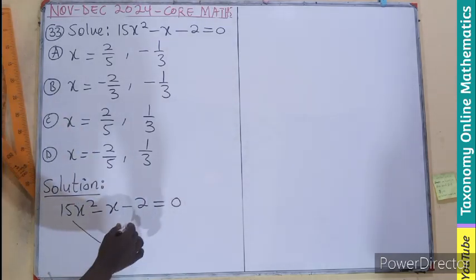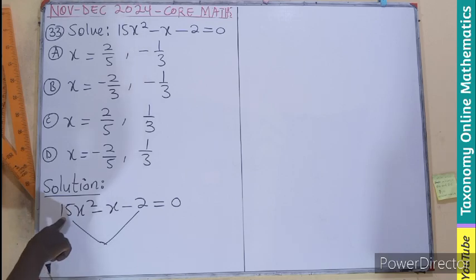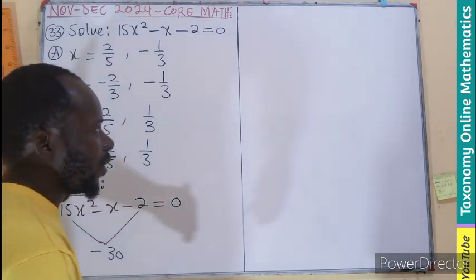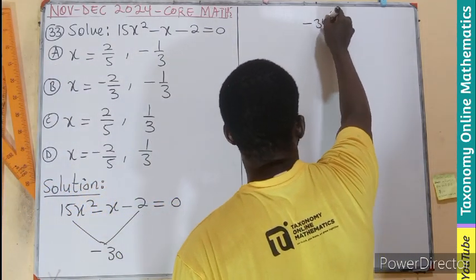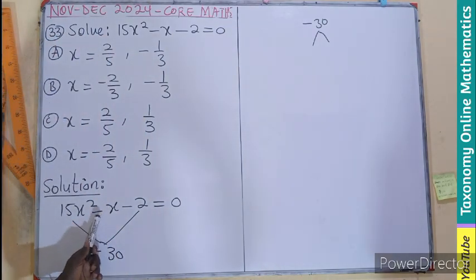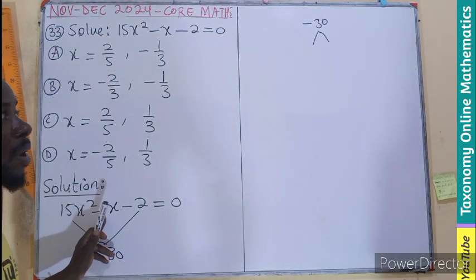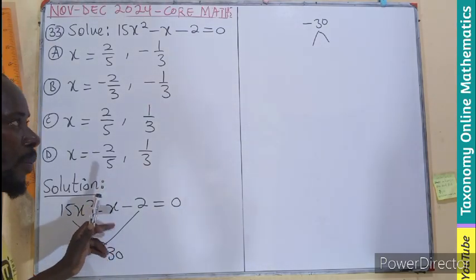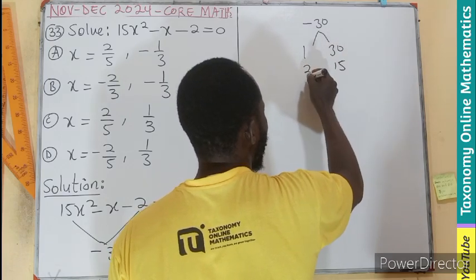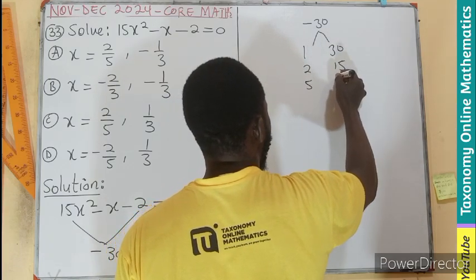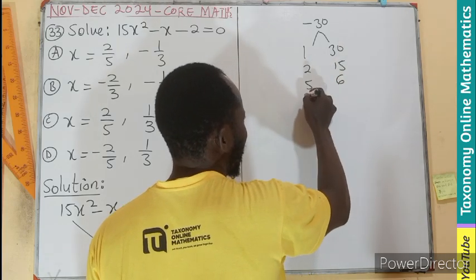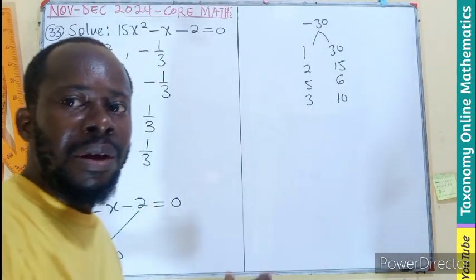The first thing we did was to multiply the coefficient of the x squared and the constant. That will give you 30. Then you find factors of negative 30. When you add those two factors, you should be getting what? The negative 1, the number in front of the x term here. And we know we have 1 and 30, 2 and 15, 5 and 6, then 3 and 10. These are the positive factors.